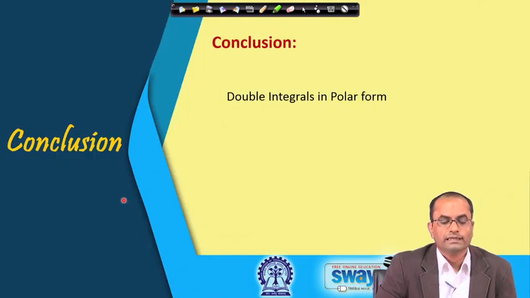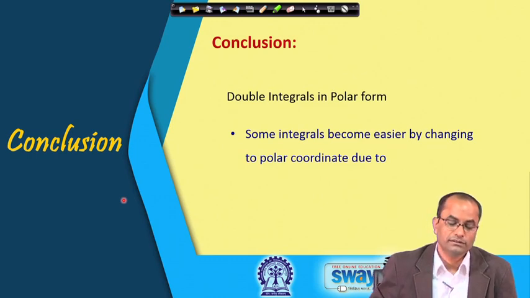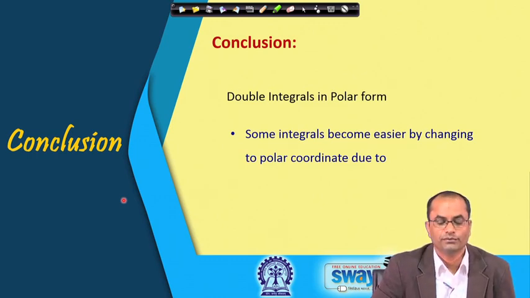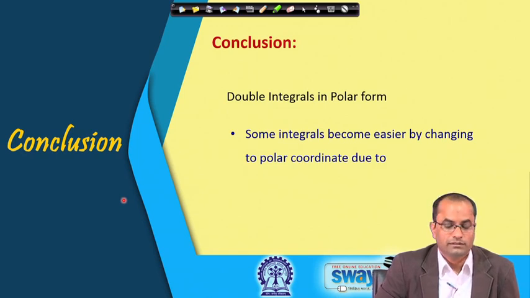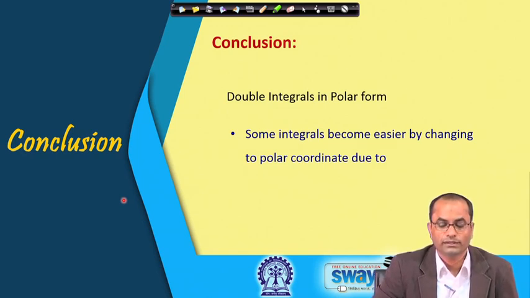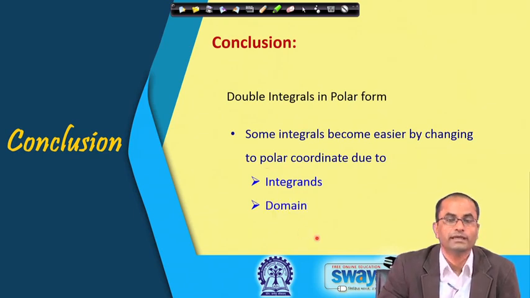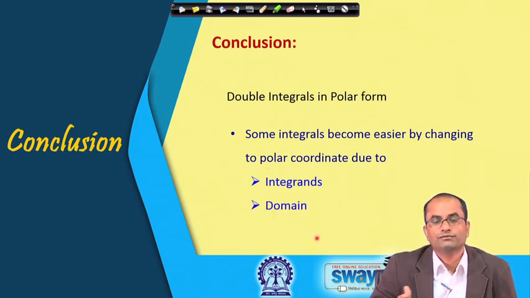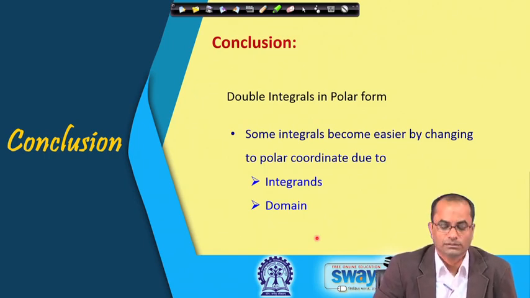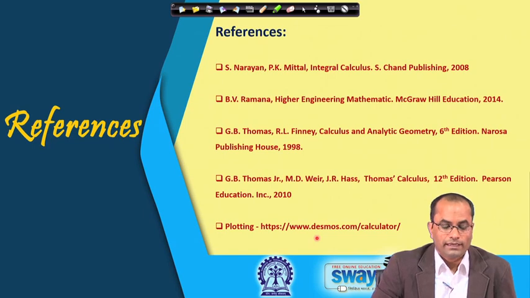So, the conclusion is that these double integrals in polar forms are very important, and mainly some integrals, like we have seen just before, become much easier, or we can evaluate them easily by changing to the polar coordinates, and based on the integrands and also the domain, we can easily decide which form is better, whether the Cartesian or the polar form. We have seen this through some examples, and these are the references which we have used to prepare these lectures.